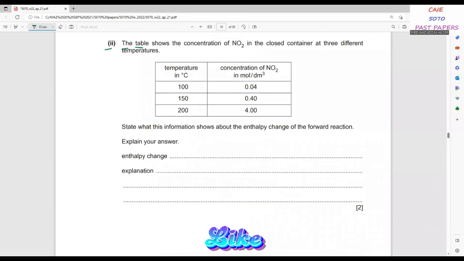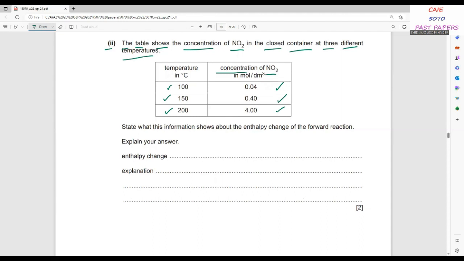Number two, the table shows the concentration of NO2 in the closed container at three different temperatures. So temperatures are given on the left hand side of this table. See 100 degrees centigrade, 150 degrees centigrade, and 200 degrees centigrade. So what's happening with the concentration of NO2? You see it's increasing. It's 0.04, 0.4, and 4. State what this information shows about the enthalpy change of the forward reaction. Explain your answer.